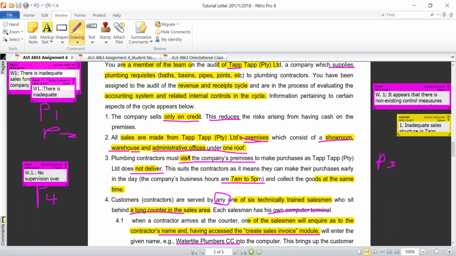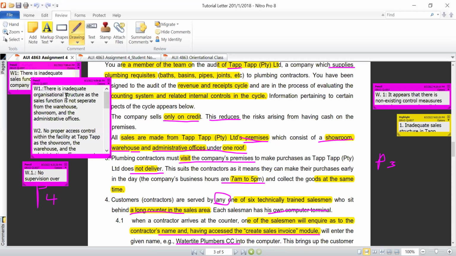Why are they saying this in the context of a case study? What does this imply at the end of the day, basing, of course, on what they are asking in the case study scenario, the required section. Number two, all sales are made from Pty Limited's premises, which consists of a showroom, warehouse, and administrative offices under one roof. Now, when I look at that, I'm thinking that's something to do with their organizational structure. Everything is under one roof. We have a problem there. We have to talk about it. So it has to do with their organizational structure. You have to talk something about the organizational structure here.